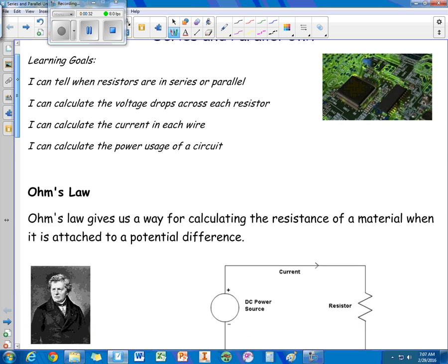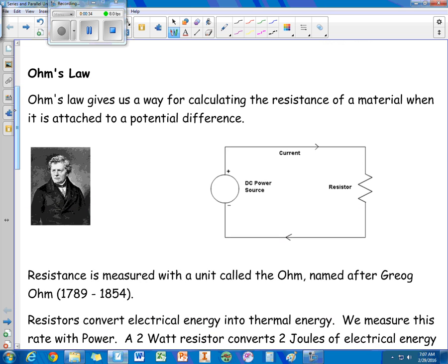Okay, so to get us started, let's take a moment and review. First off, we have Ohm's law, which gives us the way of calculating resistance and voltage. Sometimes voltage is called potential difference. So let's say we have our DC power supply. We use the symbol for electromotive force, so that's measured in volts.